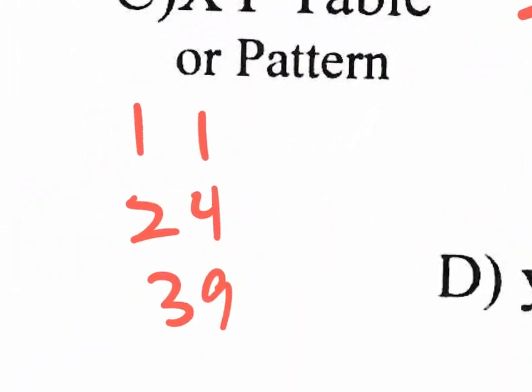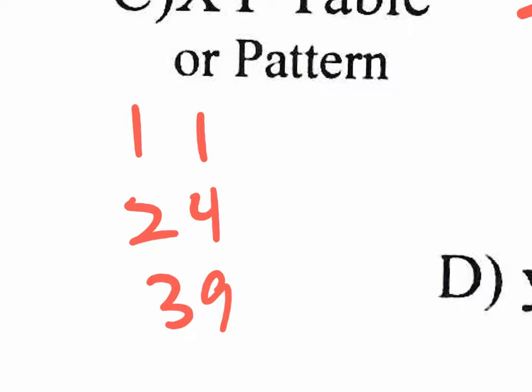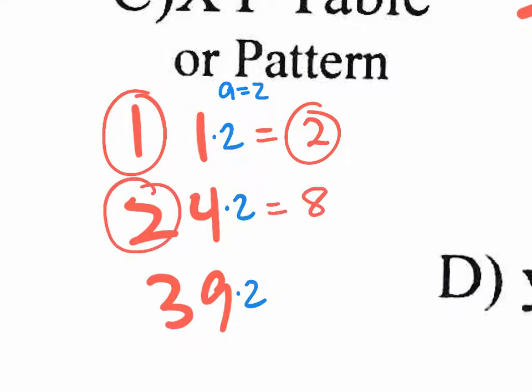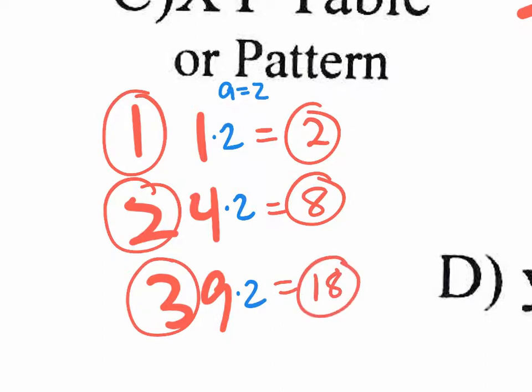So I need to modify this pattern to the new a value of 2. So what does that mean? I need to take that new a value and multiply all the outputs by 2. So my pattern will become 1 times 2 is 2. 2, 4 times 2 is 8. And 3, 9 times 2 is 18. So the pattern is really 1, 2, 2, 8, 3, 18.